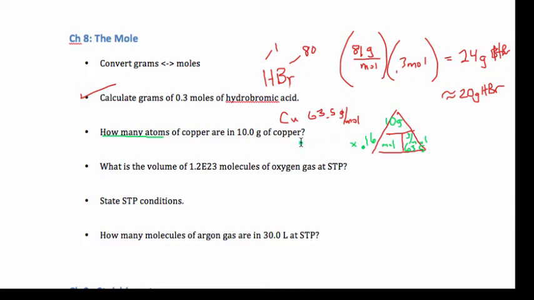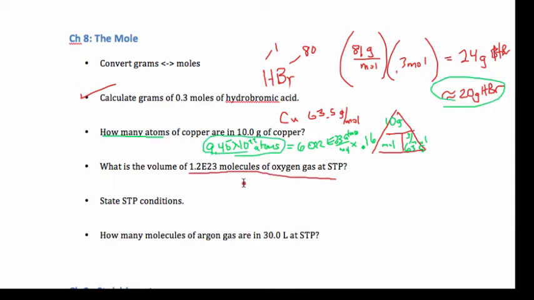Those moles times the fact that there are 6.022 times 10 to the 23 atoms in a mole will give me my final answer of 9. I get 3 sig figs here. 9.45 times 10 to the 22 atoms.